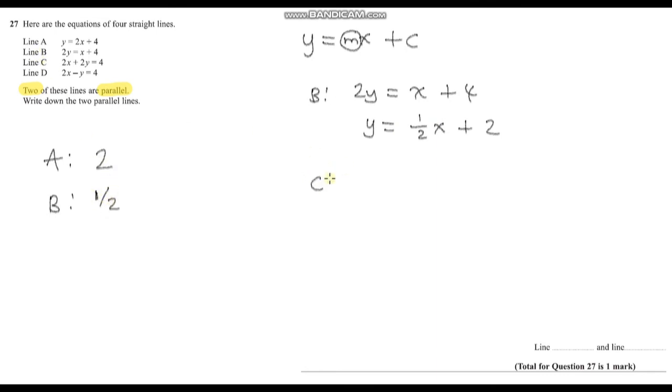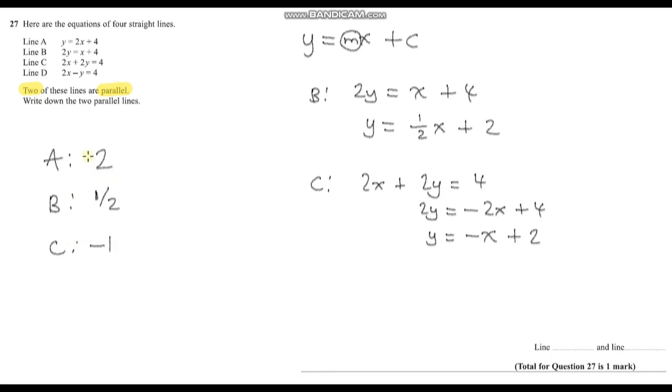Now let's do line C. We've got 2x plus 2y is equal to 4. Again, we're going to try and get it in this form. The first thing to do is get rid of the 2x. So if we subtract 2x from both sides, we get 2y is equal to negative 2x plus 4. Now we just want to get y on its own, so if we divide everything by 2, we get y is equal to negative x plus 2. So now we can see our gradient is negative 1. So for C, the gradient is negative 1. So they're all different at the moment.